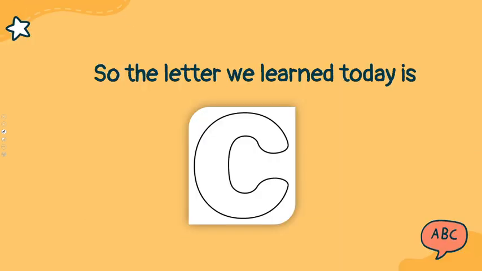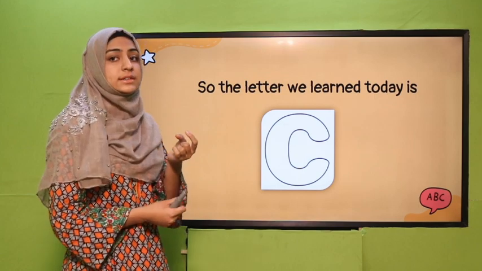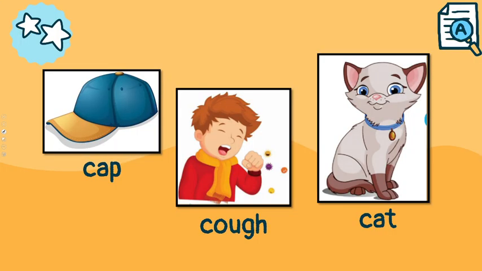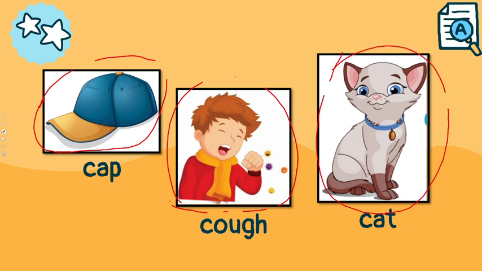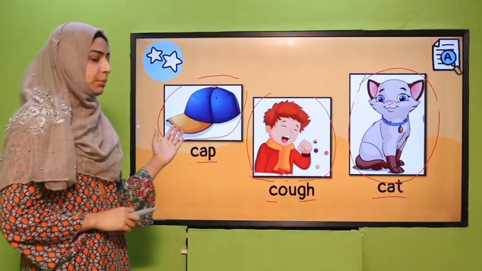Okay, now we have learned the sound of K, and the letter is C. So C is basically the letter that contains the sound of K. Moving on, we have another object. It's a cap. He is coughing, cough. And this animal is a cat. So cap, cough, cat. Okay, so we are also done with these objects. These are so many easier objects, you already knew them.